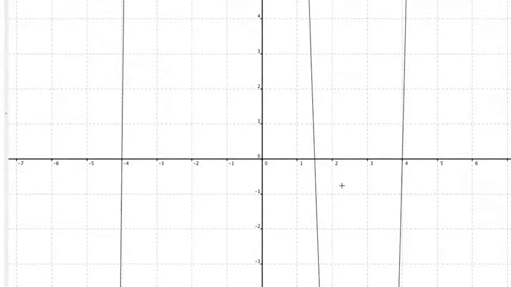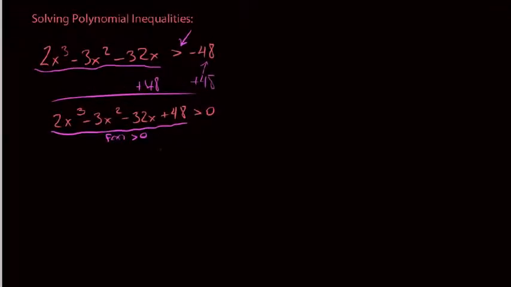But of course, we're supposed to be doing some really good algebra here. So let's go ahead and do our process algebraically, and then we'll go back and look at the picture. Okay, so the first thing we need are our critical values, which means we're going to need to find the zeros of this polynomial function.